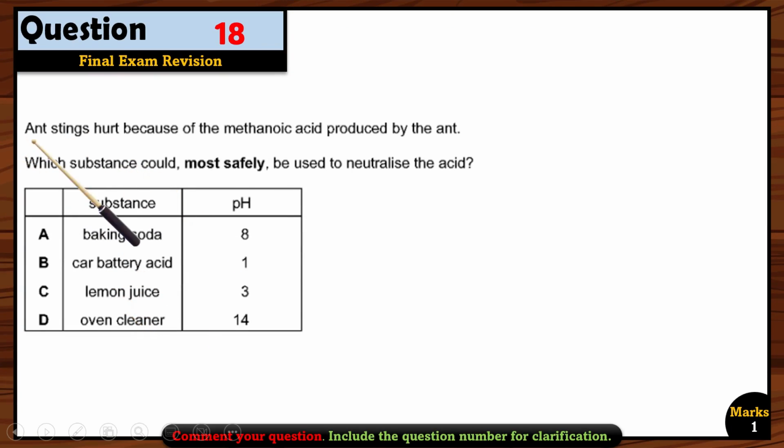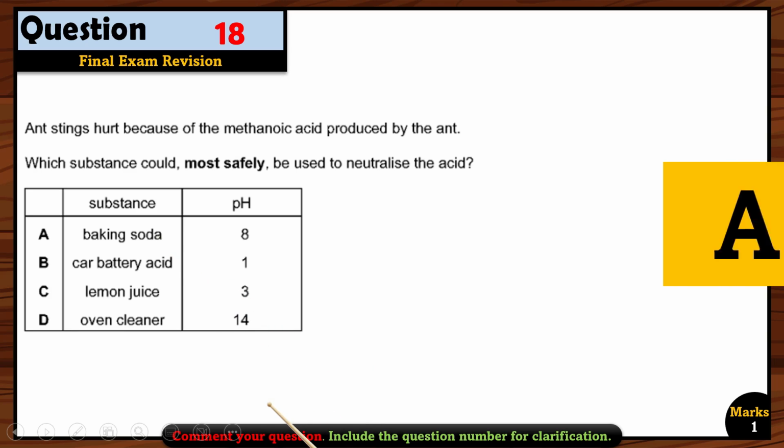Question 18. Ant stings hurt because of methanoic acid produced by the ant. Which substance could most safely be used to neutralize the acid? So now we have to use a base that can neutralize it. Which base will have a pH more than 7? We have two bases over here, baking soda and oven cleaner. Baking soda is the safest option here because it is a mild base. It's not a very strong base like oven cleaner. So we cannot use oven cleaner because its pH is 14. It's a very strong base, so it will affect our skin. So it's better to use baking soda. So baking soda, option A, is the right option.